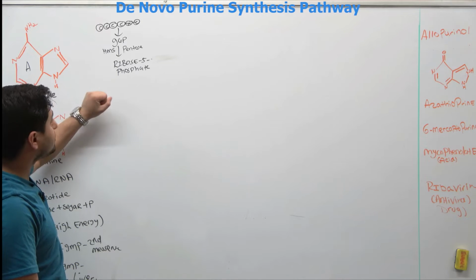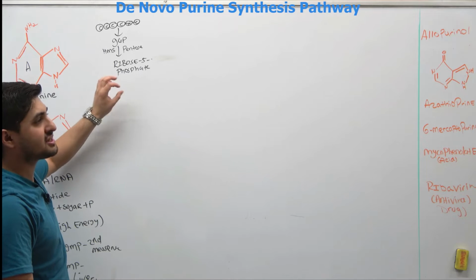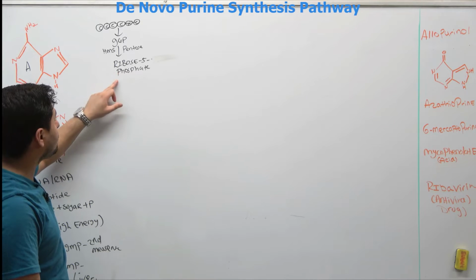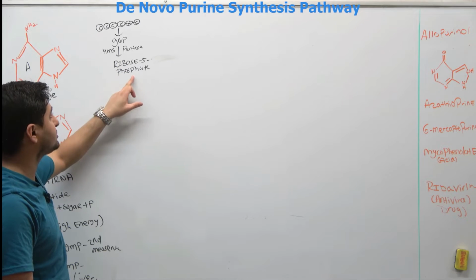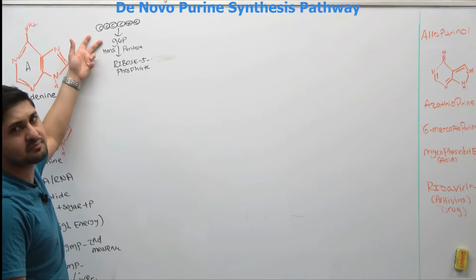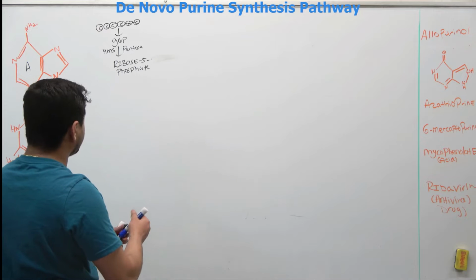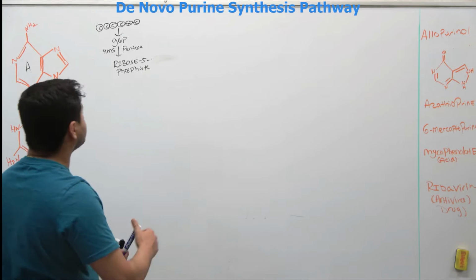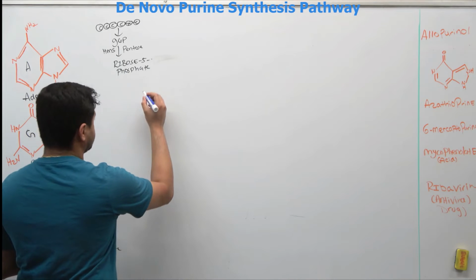But for you, in order to synthesize purine, what I want you to remember is that the initial step is you need ribose 5-phosphate. This is a sugar, obviously, because it's coming from sugar. So now the point here is, what does ribose 5-phosphate look like? So we'll draw the structure of this.